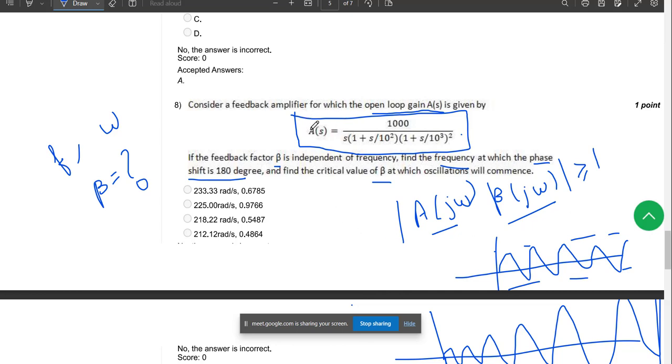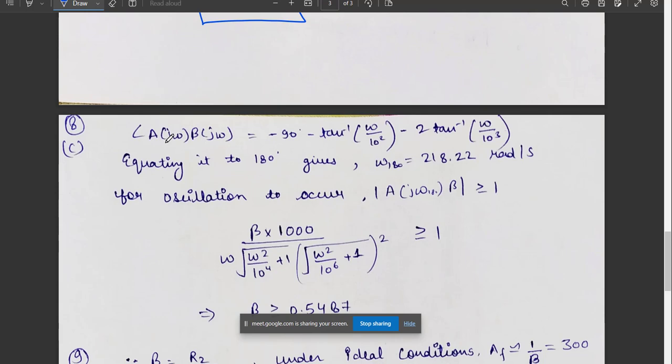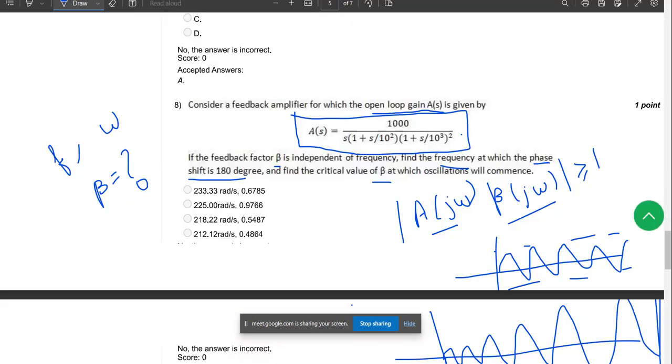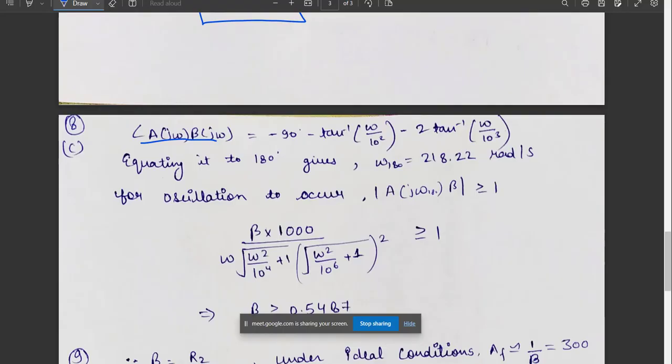So here I have already told you that A(s) equals 1000 upon s into (1 plus s by 10) square into (1 plus s by 10 cube) whole square. So let's try to solve this question. Here the phase will be equal to minus 90 degrees minus tan inverse omega by 10 square minus 2 tan inverse omega by 10 cube, right? This is how we find the phase.